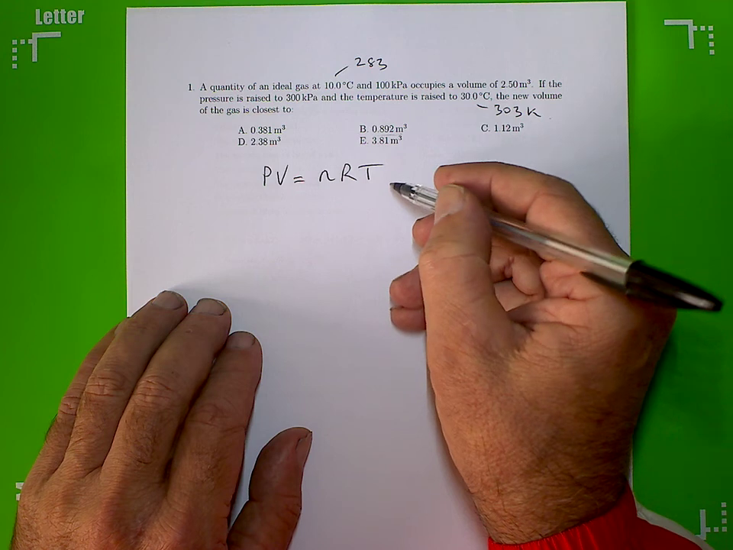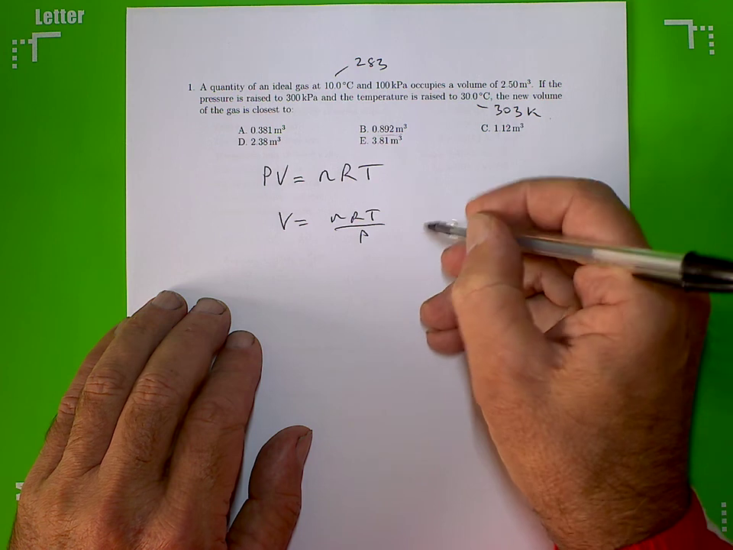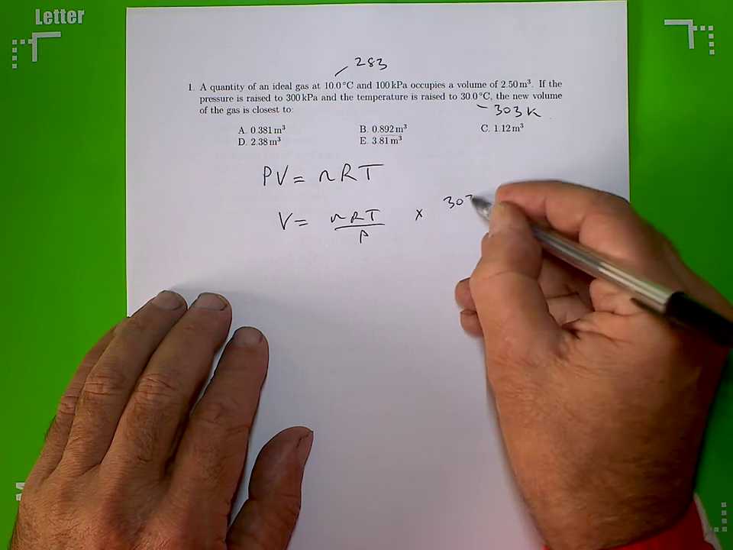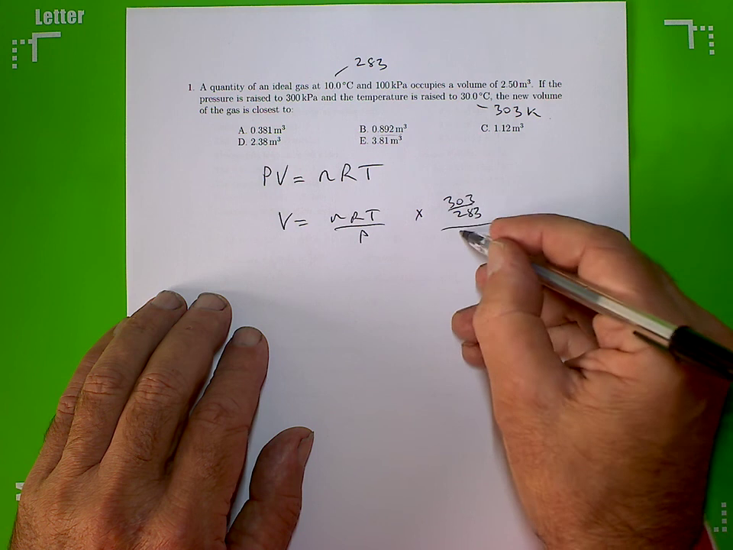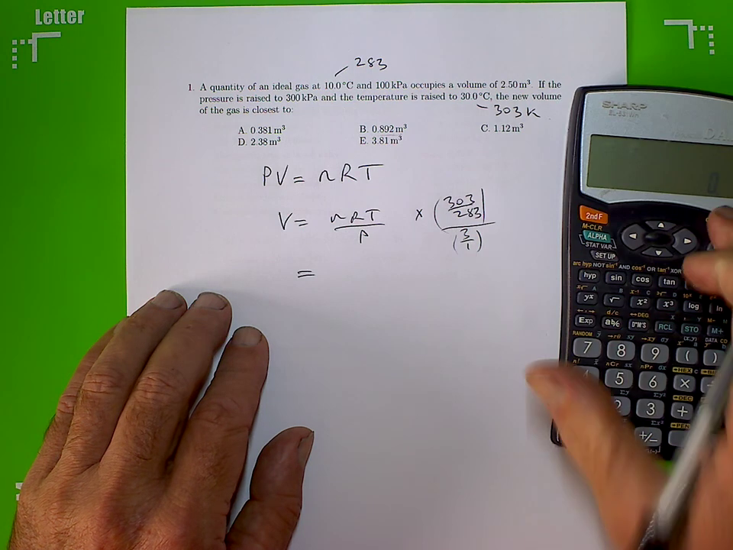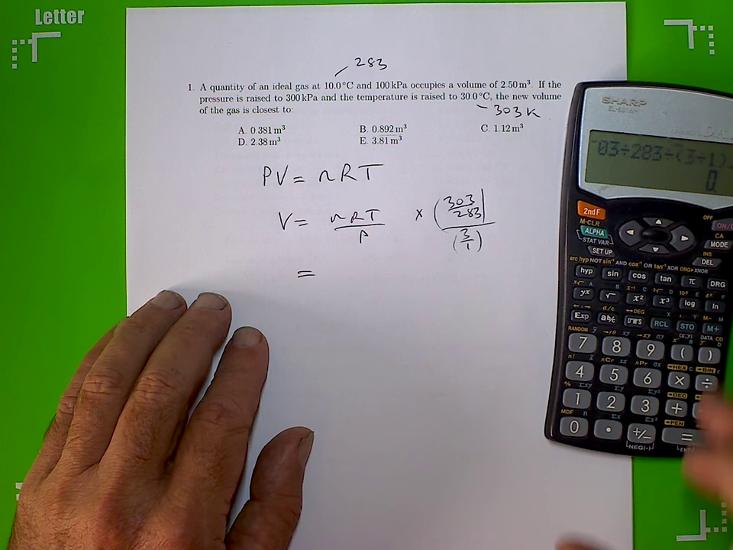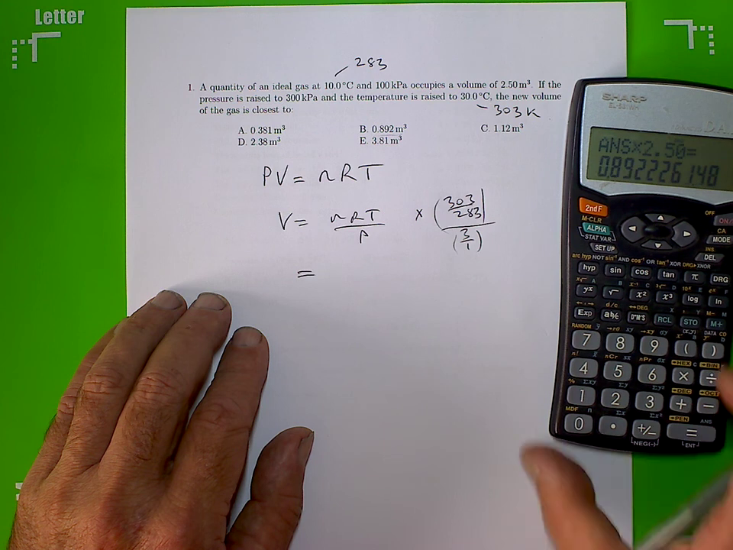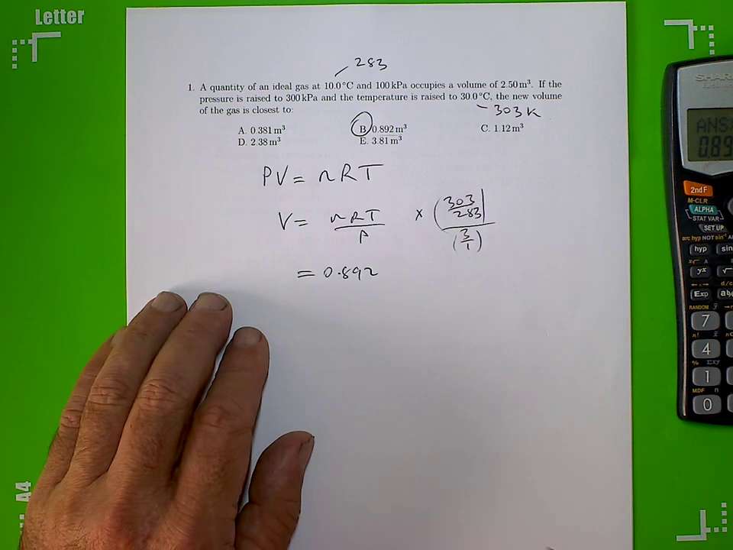We can do the actual calculation from here. We can rearrange this, so say V equals nRT over P. So therefore we've got to multiply by 303 over 283 for the temperature, and we've got to divide by 3 over 1 for the pressure, and we just do the calculation. 303 divided by 283 divided by (3 divided by 1) equals, we get 0.35689, times that by the initial volume, and we get 0.892, and so B is the answer.